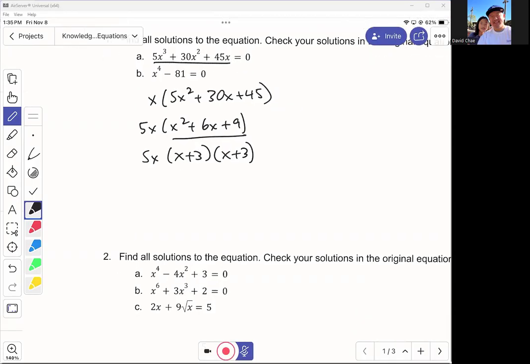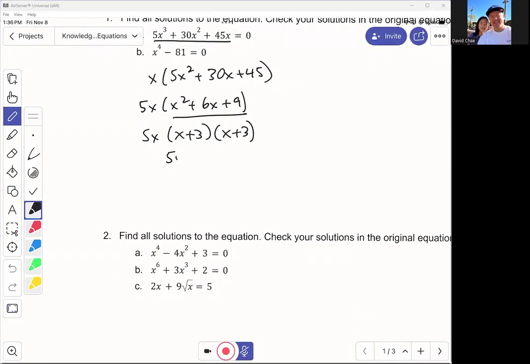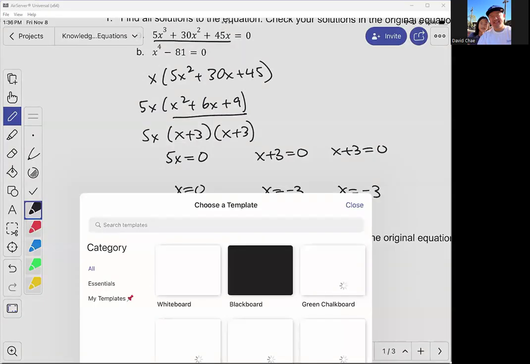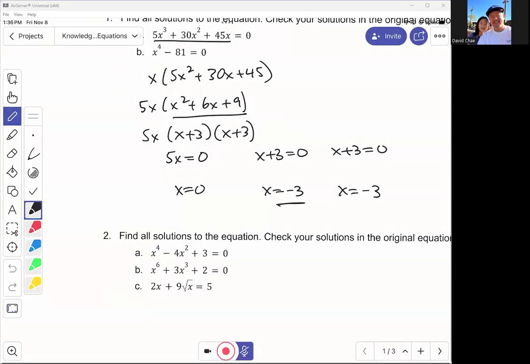Make sure you make each factor equal to 0. Remember that zero product property. So x is equal to 0, x is equal to -3, and x is equal to -3. Notice that -3 is a double root. Remember thinking about the graph, we talked about this in graphing polynomials. It's going to hit the x-axis, but it's not going to cross over the x-axis. It's going to skip back up or back down depending on where it originated.